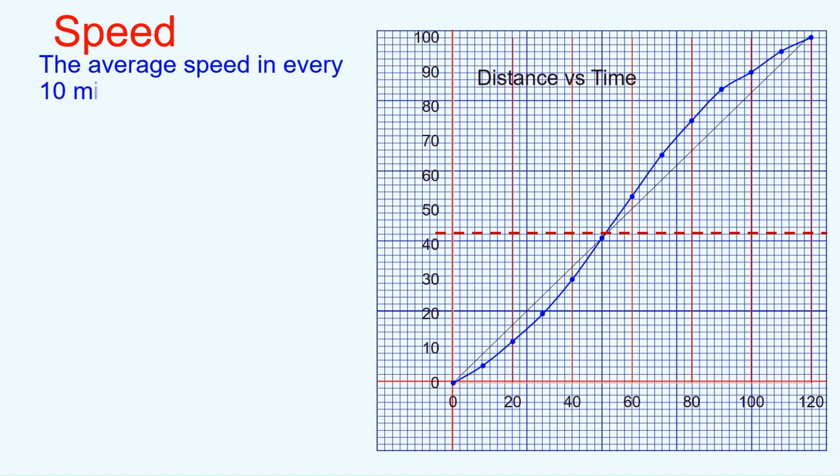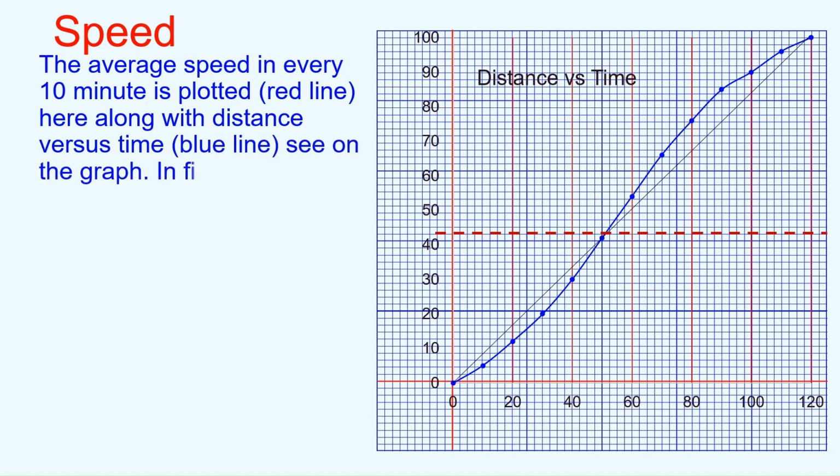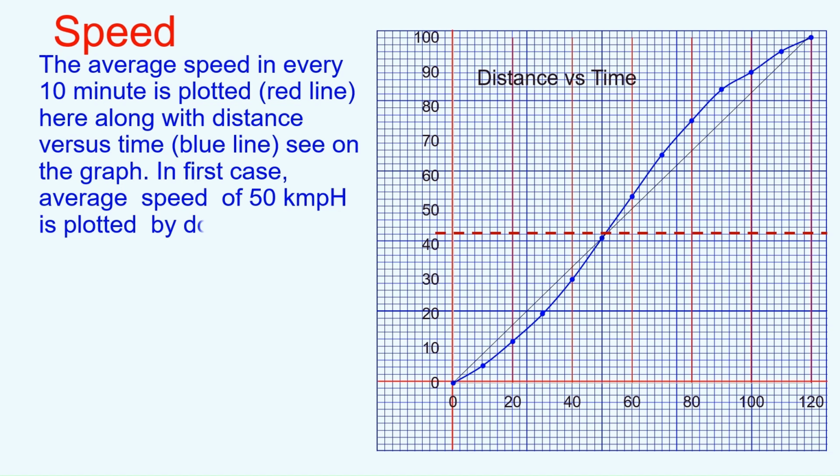The average speed in every 10 minutes is noted and plotted on the graph. See the red line here along with the distance versus time. See the blue curved line on the graph. In the first case, the average speed of 50 km per hour is plotted by a dotted line.